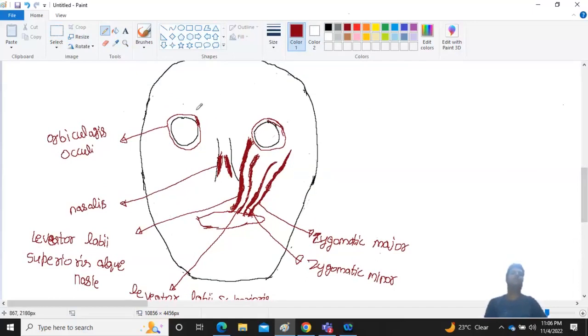Now we know the point here, this is the superciliary arch. We know the arch is present. This is the superciliary arch above the eye. So here is a muscle present.